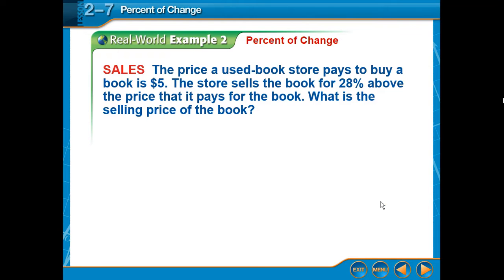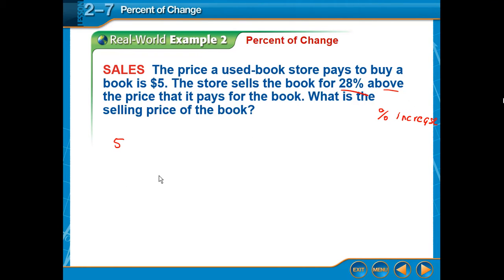We can use this in word problems as well. So this time we just have to pick out the information and see what it's really asking us. The price a used bookstore pays to buy a book is $5. The store sells the book for 28% above the price that it pays for the book. So that's going to be a 28%. Since it's going up, that's a percent increase. And what is the selling price of the book?